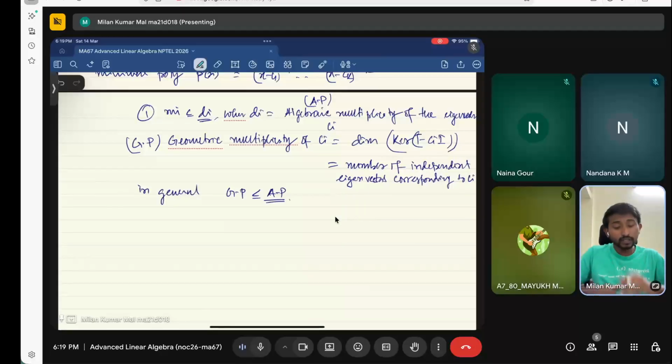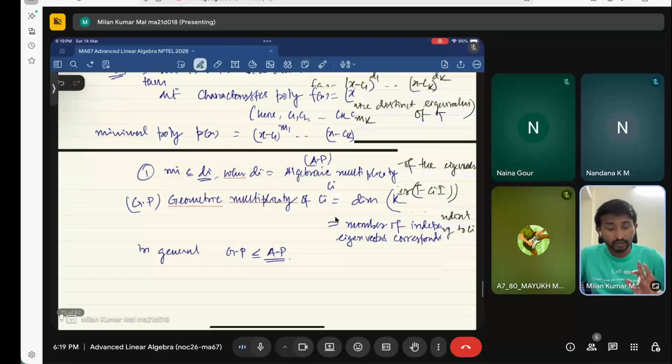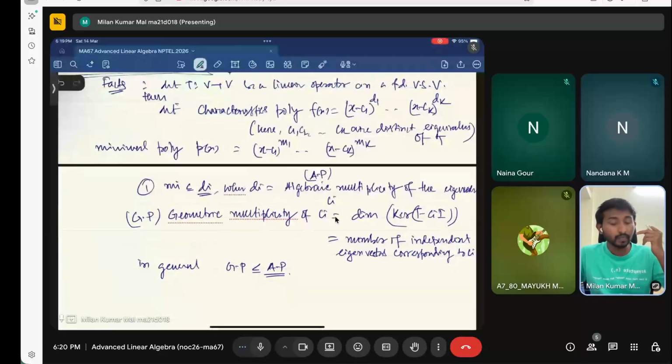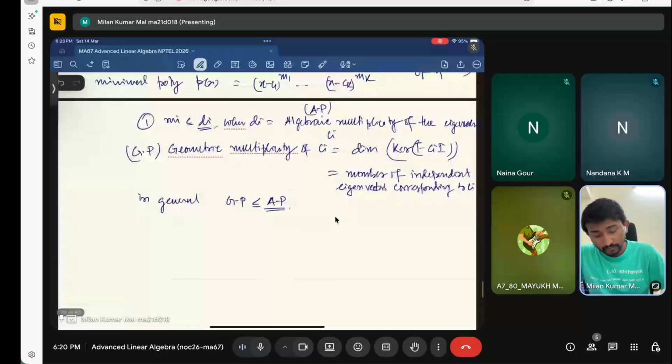Algebraic multiplicity is the power of x minus ci in the characteristic polynomial, and geometric multiplicity is not the power of x minus ci in the minimal polynomial. Geometric multiplicity is the number of independent eigenvectors in the corresponding eigenspace, or the dimension of the eigenspace corresponding to the eigenvalue ci. Now, GM is always less than or equal to AM. This is one of the facts.